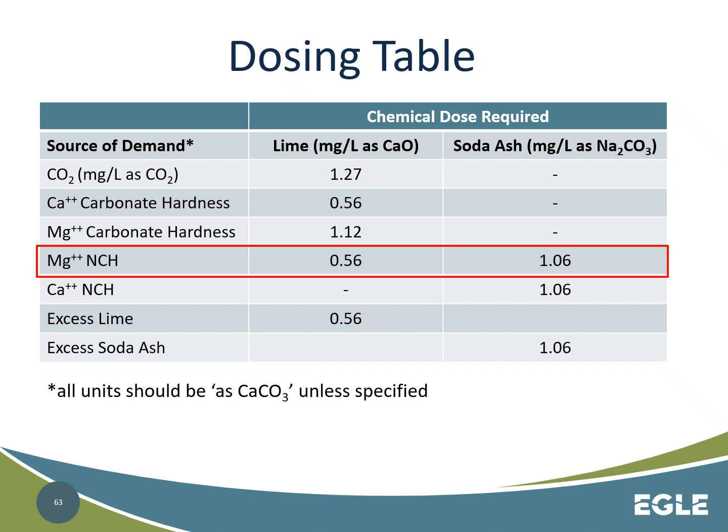Next, we move on to magnesium non-carbonate hardness. This is the magnesium on the top of our bar chart at the very right edge associated with sulfate. Recall that removal of magnesium non-carbonate hardness creates calcium non-carbonate hardness, so we technically need both lime and soda ash here. To calculate our lime dose, we multiply the amount of magnesium non-carbonate hardness we want to remove by 0.56 to get our lime dose. Then we multiply that same amount of magnesium non-carbonate hardness we want to remove by 1.06 to get our soda ash dose.